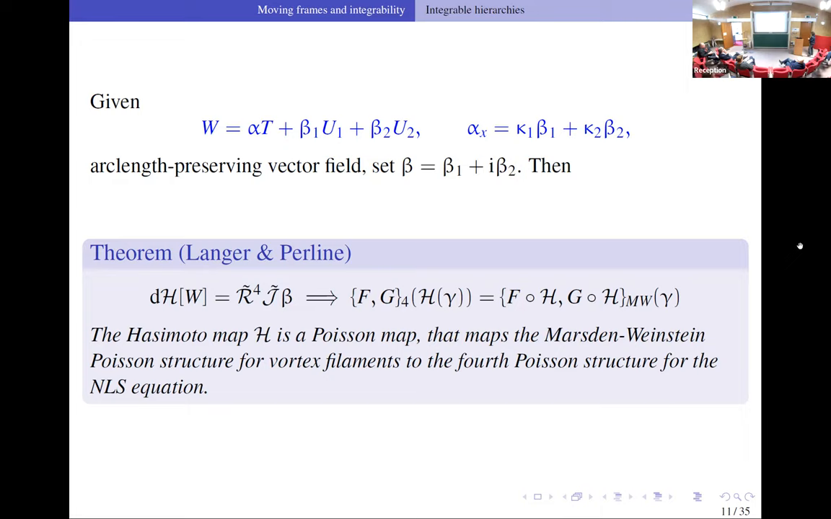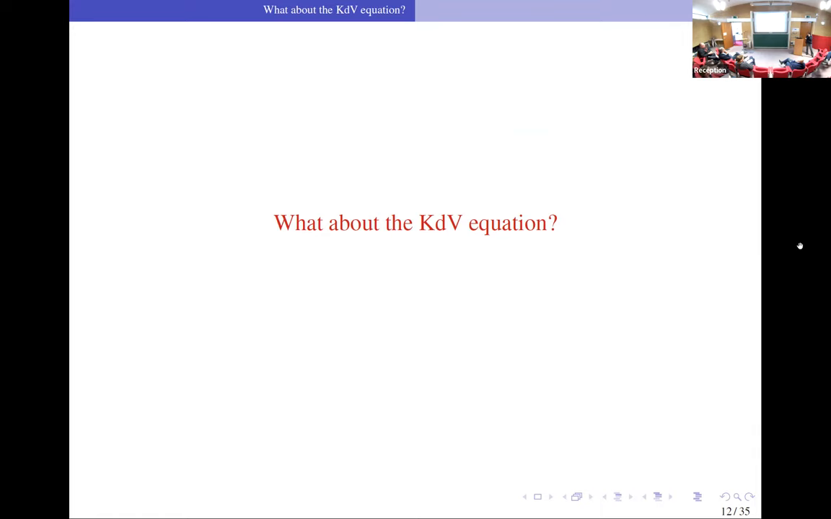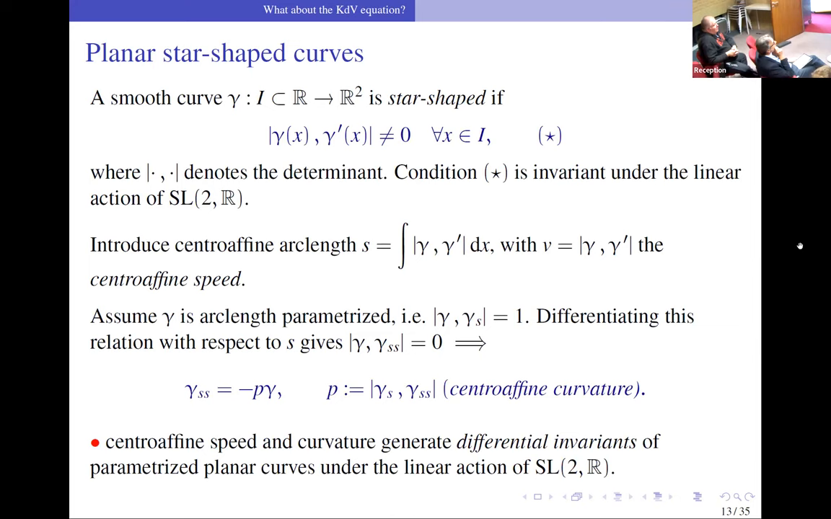All right, and now you will all ask, what about the KdV equation? The KdV equation is a nice story, actually, because in the 90s, I believe in 1995, Ulrich Pinkall at TU Berlin, who is very famous for writing really short papers, but really intriguing papers. So you read one of those papers, you want to work on that immediately.